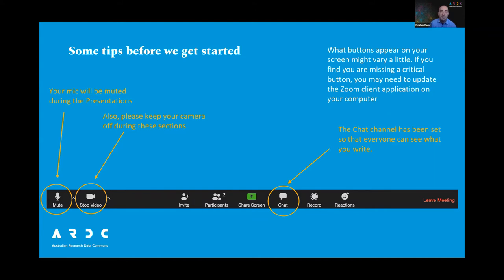A quick reminder that your mics will be muted during the presentations, and it might be handy to turn off your cameras. Today's program won't feature a Q&A session. However, you'll have plenty of time for discussion during the breakout groups. And depending on how the workshop plays out, we may do a brief wrap up on the issues raised at the very end.